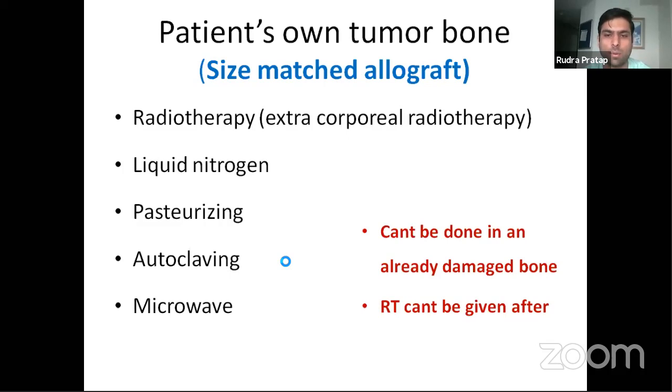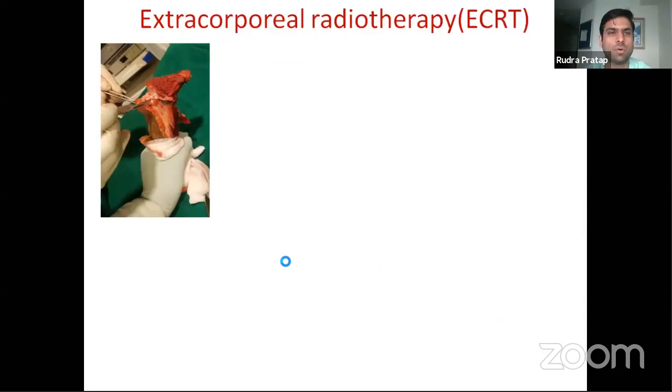defect. But the problem with this is that it can't be done in an already damaged bone, like if the bone is eaten up by the disease itself or if there is a pathological fracture. And the second limitation is that radiotherapy can't be given as an adjuvant afterwards, which would inhibit the incorporation of this segment into the host bone. The most common method used for sterilization is radiation, also called ECRT or extracorporeal radiotherapy.